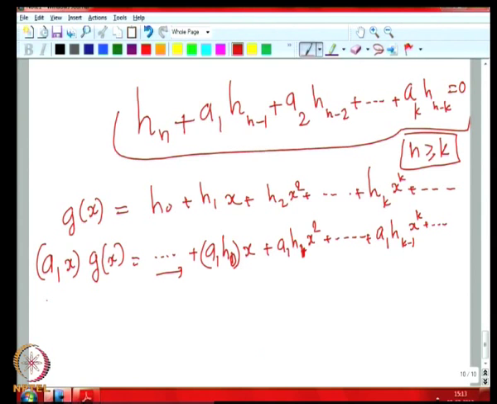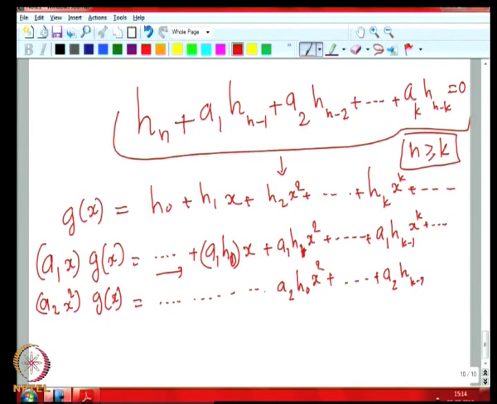The next, we will use a2 times x square to multiply g of x, right. This will be pushed 2 steps. So, we will start from here onwards. Why? Because every term will have an x square now. So, we will start just below the x square term here. This will be a2 times h0 x square plus, and when we reach here, we will get a2 times h k minus 2 x raised to k.